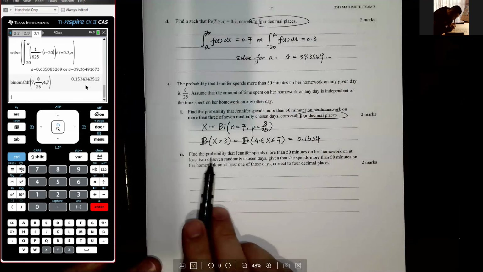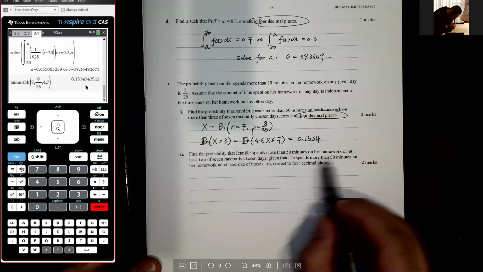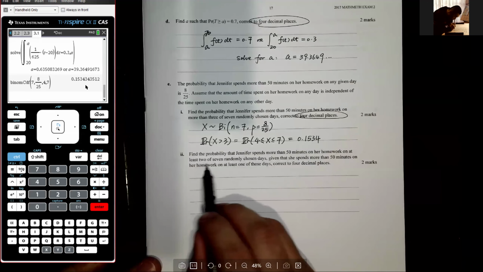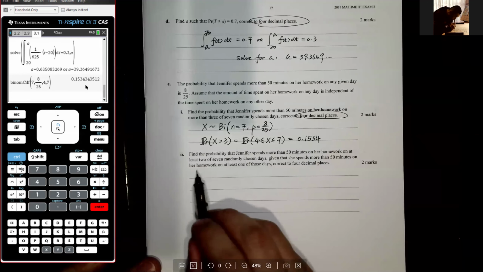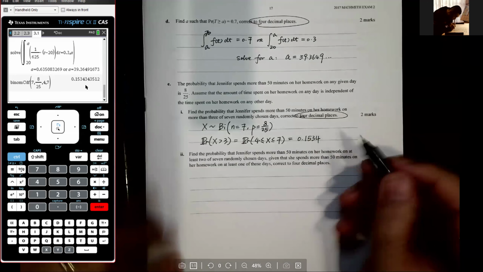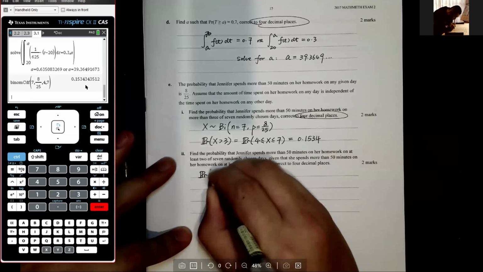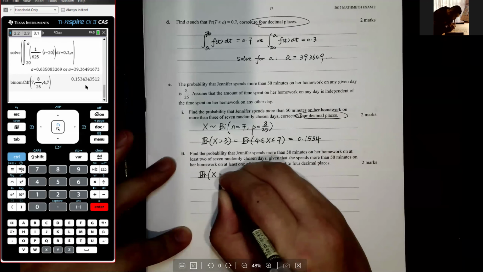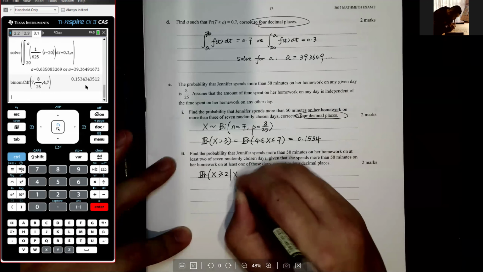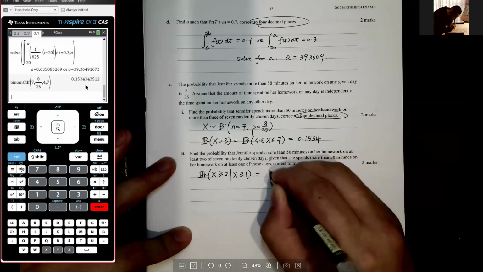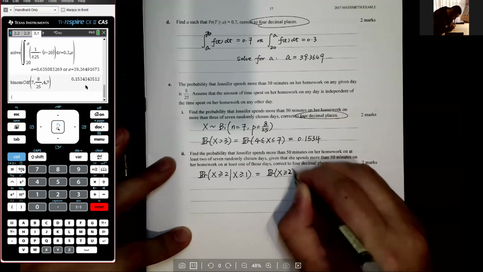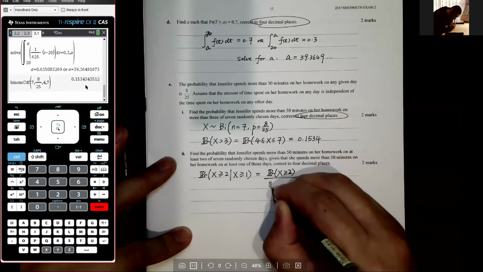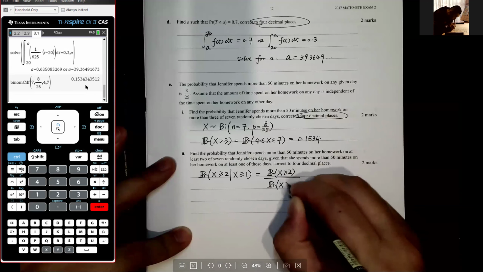Find the probability that Jennifer spent more than 50 minutes on her homework on at least 2 of the 7 randomly chosen days, given that she spent more than 50 minutes on at least one of those days. So we would like X greater than or equal to 2, given that X greater than or equal to 1. Recognizing the conditional statement, it's probability X greater than or equal to 2 divided by X greater than or equal to 1.